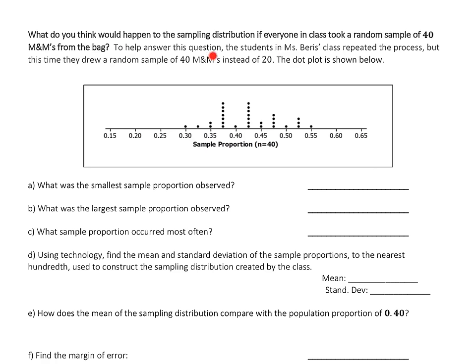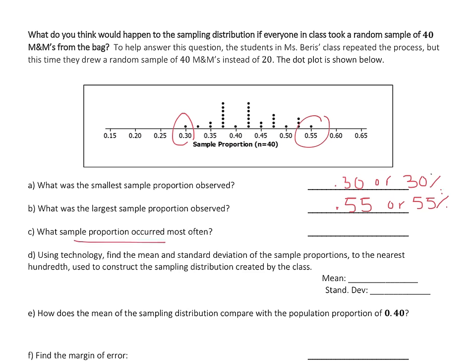So, to help answer this question, the students in Miss Barris's class repeated the process, but this time they drew a random sample of 40 M&Ms instead of 20. The dot plot is shown below here. What was the smallest sample proportion observed? You should be looking here, it is 0.30. What is the largest sample proportion observed? It would be here, about 0.55 or 55%. This one we could say 30%.